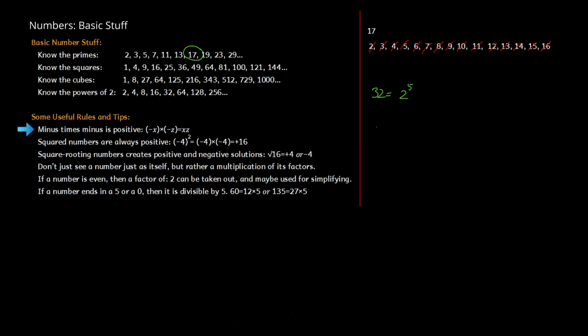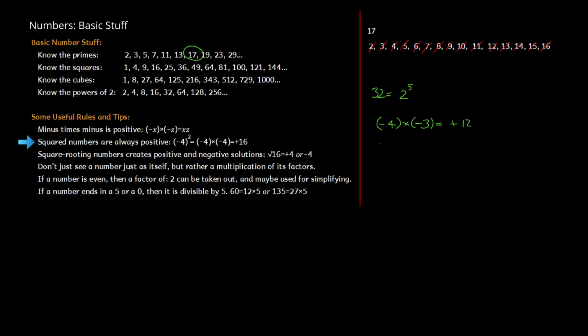Okay, let's move on to those rules and tips. So the first of the rules involves the multiplication of 2 negative numbers. So if I take negative 4 and multiply it by negative 3, I get positive 12. I tend to overuse brackets, and it's not a bad practice to wrap your negative numbers in a bracket so that you don't get confused and start subtracting numbers when you should be multiplying by a negative number.